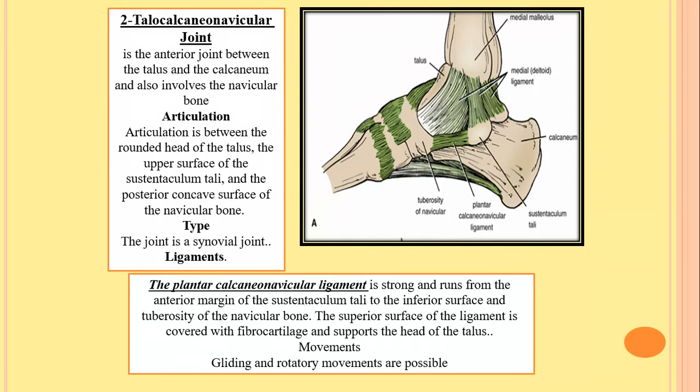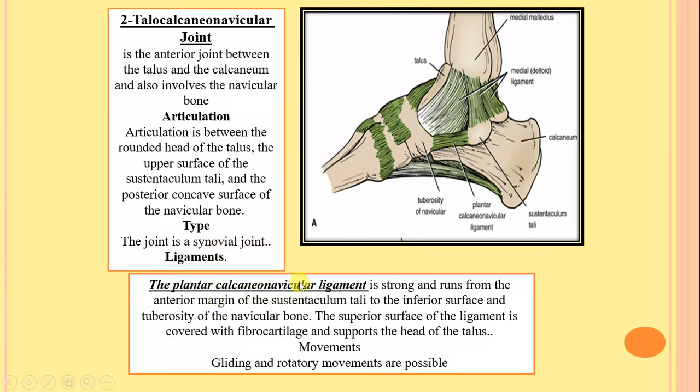This joint is especially important, the talocalcaneonavicular joint. It's the anterior joint between the talus and calcaneum and involves the navicular bone. It is the articulation between the rounded head of the talus and the upper surface of the calcaneum, and the posterior concave surface of the navicular bone. And this is a synovial joint.